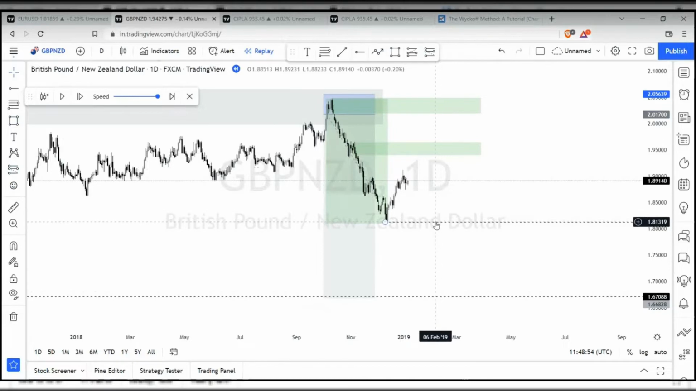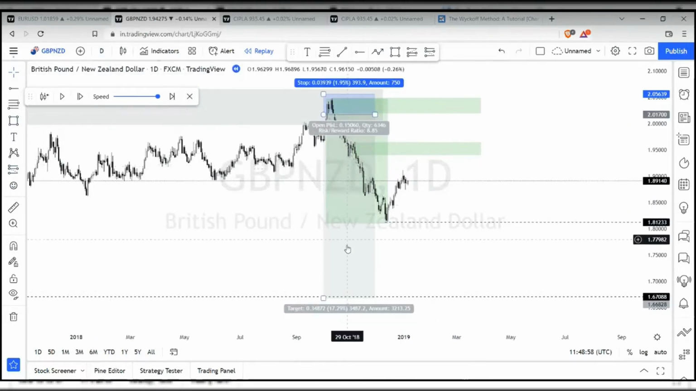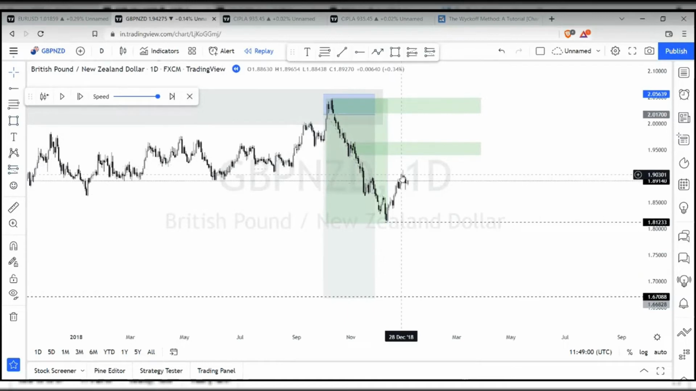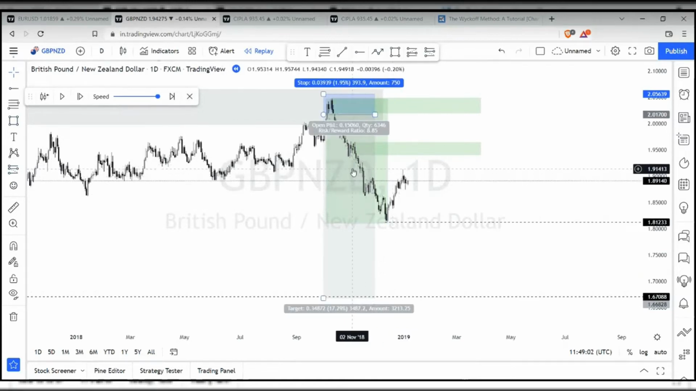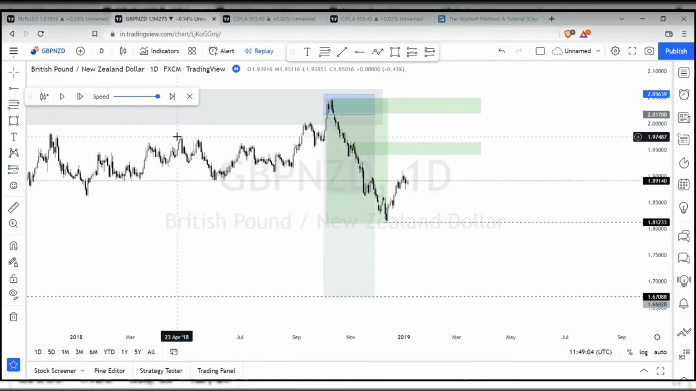So I'm not going to go into our chart because this is a far way back, this is 2018, so the chart might not have enough data on a smaller time frame. So let's just play out.